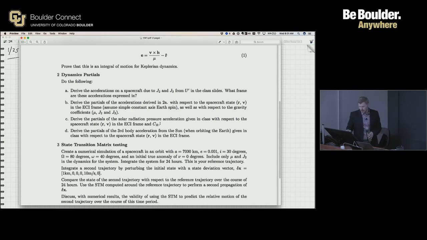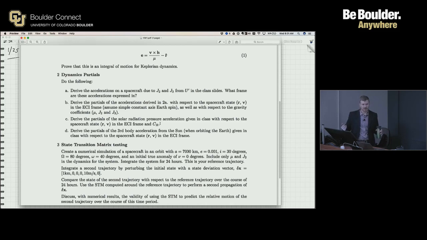So basically, in a moment, we'll talk about perturbations from non-point mass gravity fields, so J2 and J3, from this potential, so you can derive the accelerations from this potential. Then we need the partials of those accelerations, right? So when we start actually building filters and talking about filtering next week, we're going to need partials, right?